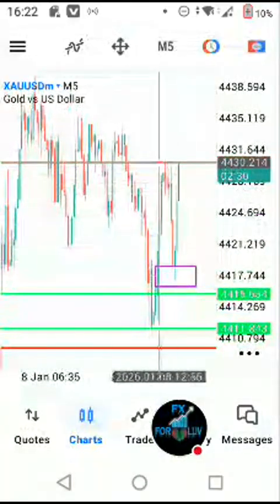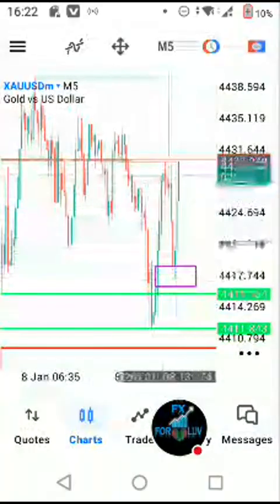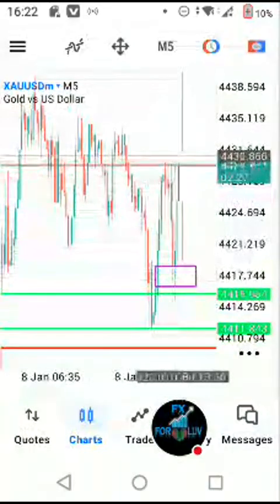I'm waiting for price to break above this zone, which it is doing. I'm seeing the struggle it's trying to do. Now when price breaks above this supply zone, I'll wait for price to come back to this flip zone.